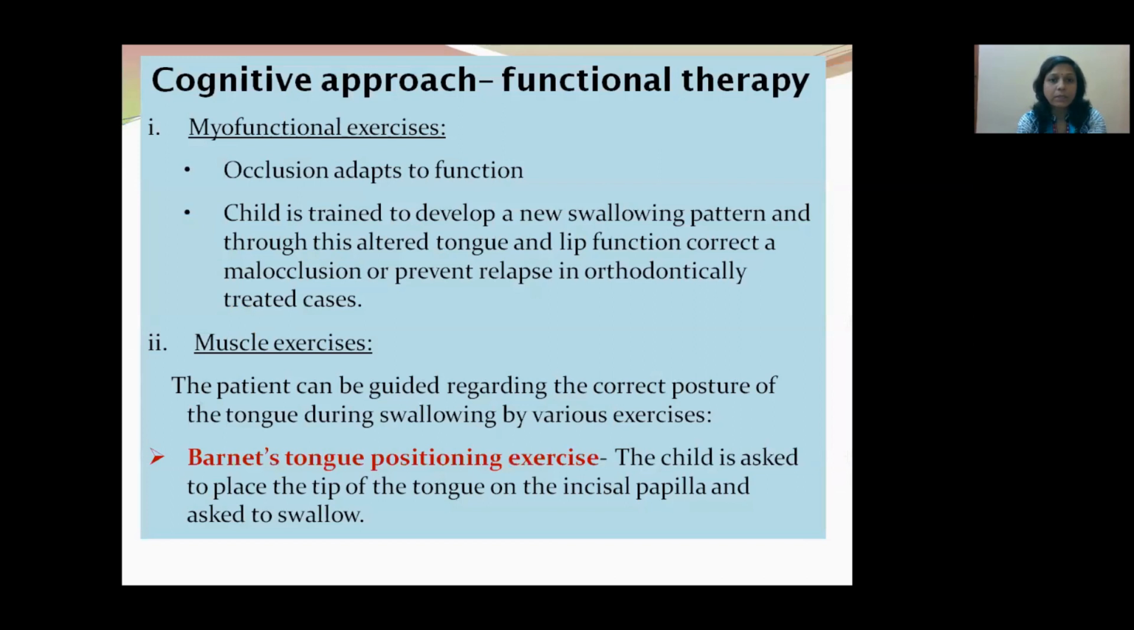For the correction of tongue thrusting habit, we have some myofunctional exercises which help the occlusion to adapt to function, and the child is trained to develop a new swallowing pattern and through this altered tongue and lip function correct a malocclusion or prevent relapse in orthodontically treated cases. Muscle exercises include the following, in which the patient can be guided regarding the correct posture of the tongue during swallowing by various exercises.